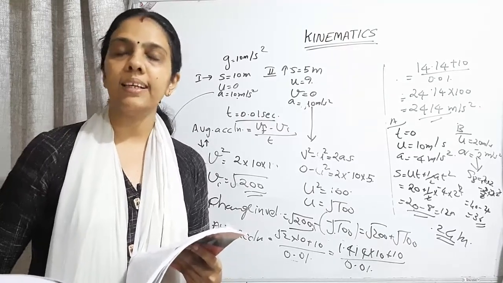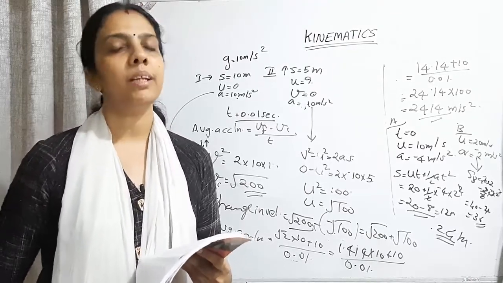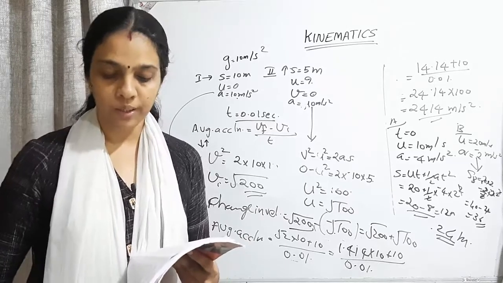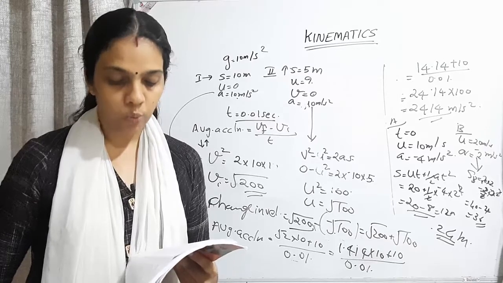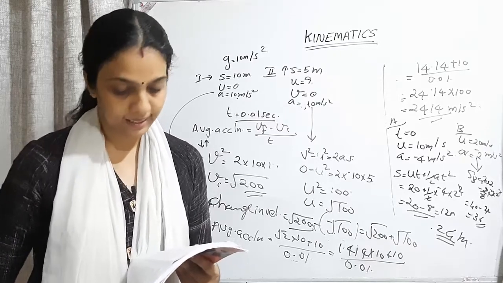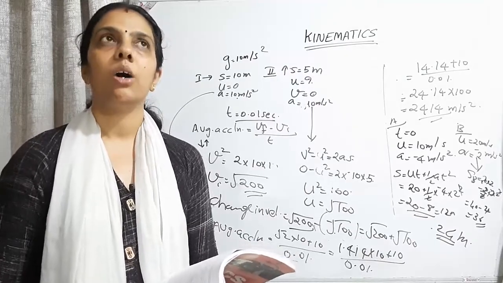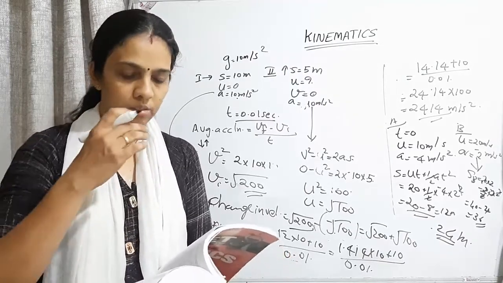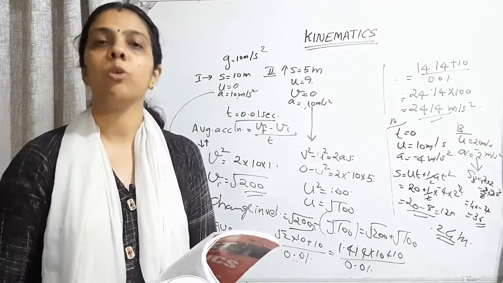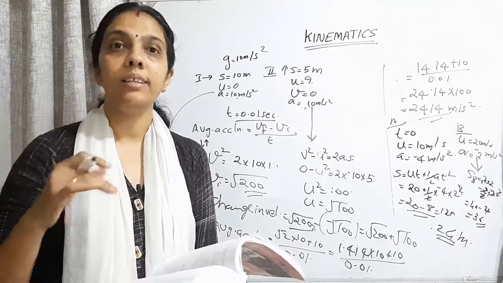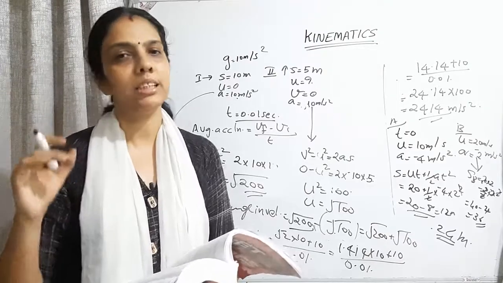So in a stationary escalator, she is traveling in time t1, and when it is moving as such, it is taking a time t2. The time taken by her to walk up on the moving escalator, better you memorize this equation: how long will she take walking up on a moving escalator? The time taken will be T1 T2 divided by T1 plus T2.